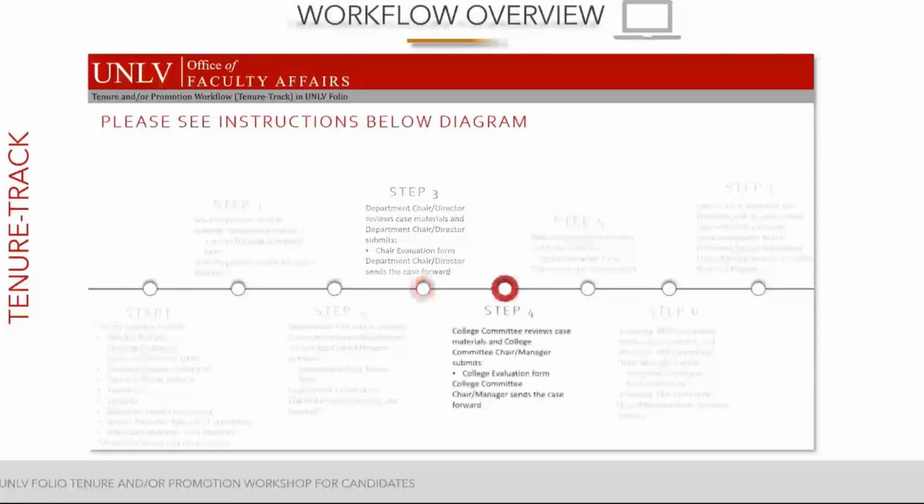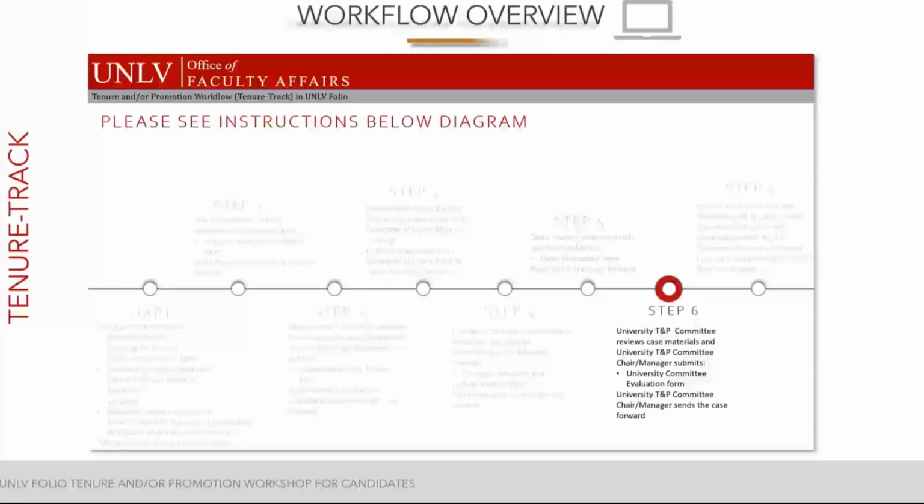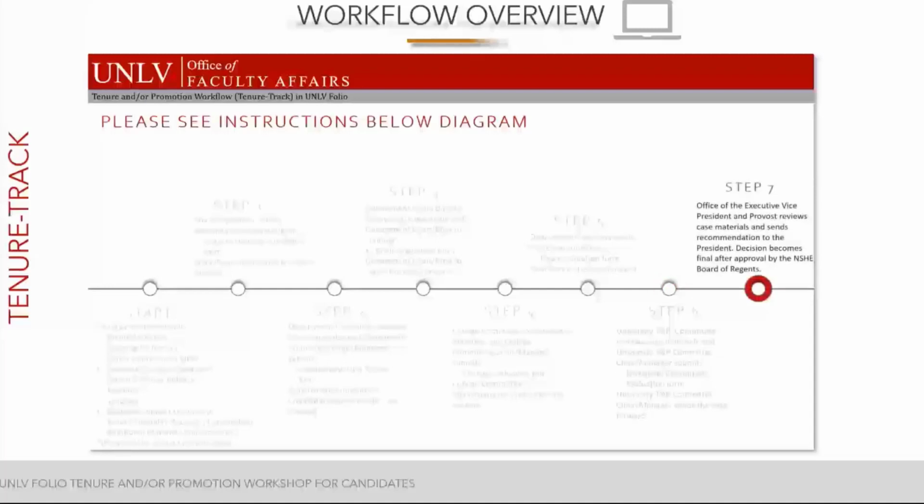The case then moves forward to the college committee, who again reviews your materials, provides their recommendation and their vote, and then it goes to the dean for their review. And same thing, they'll provide their recommendation. Then the case goes to the university tenure and promotion committee, which reviews your materials and sends the case forward once they provide their recommendation to the provost. The provost reviews your case materials and sends his recommendation to the president, and the decision becomes final after approval by the NSHE Board of Regents.